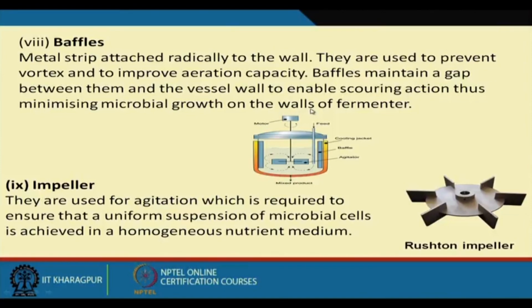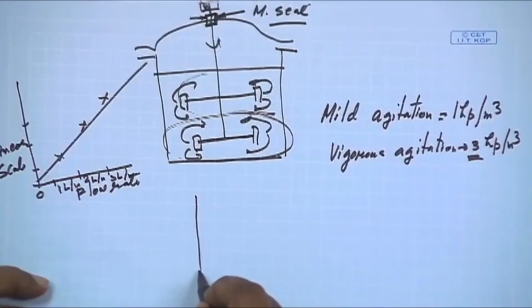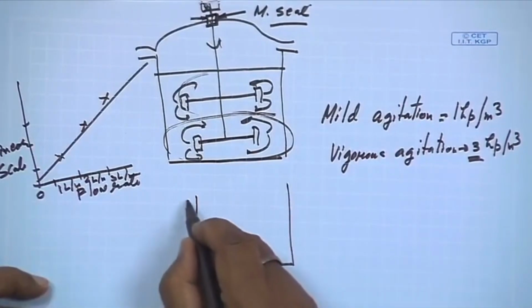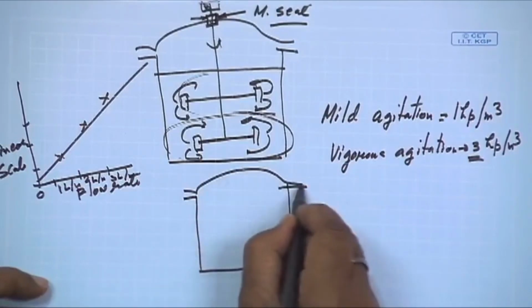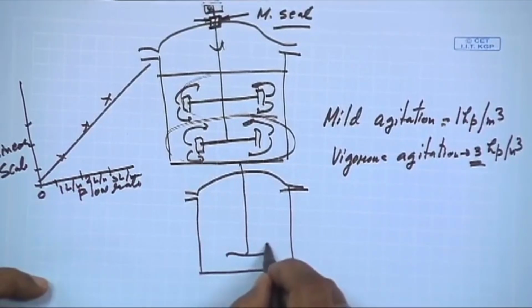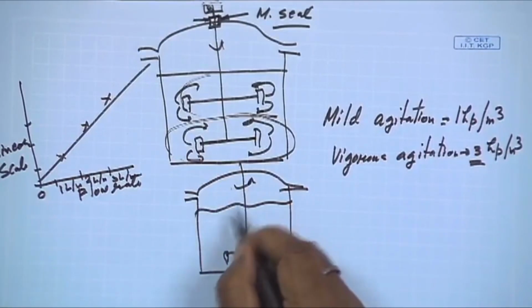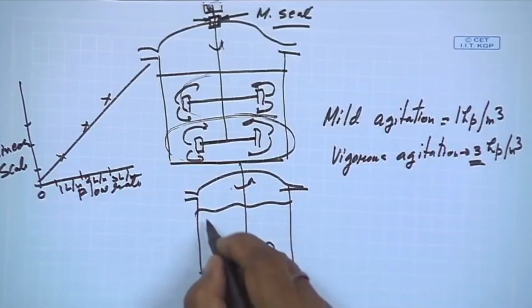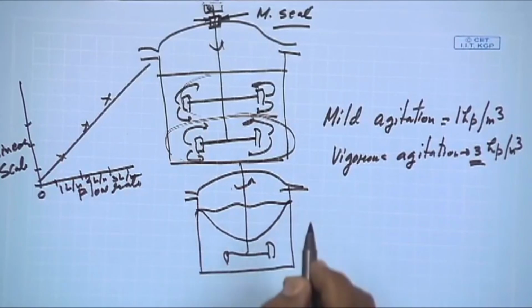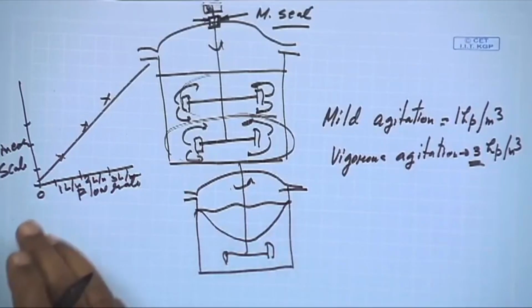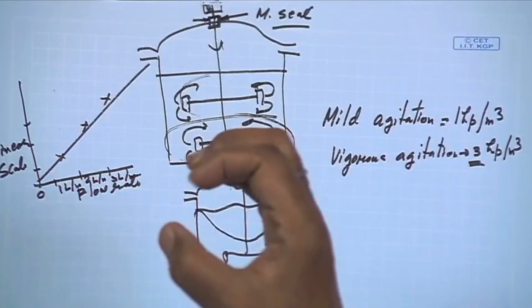Let me explain that. Suppose this is a fermenter, and we put an agitator here. If we don't put any baffles, then what will happen? There will be a vortex formation, like this. We can see it in our house also. When you take water in a glass and put sugar in it and try to make a solution with the help of a spoon, then you will find there is a vortex formation like this.